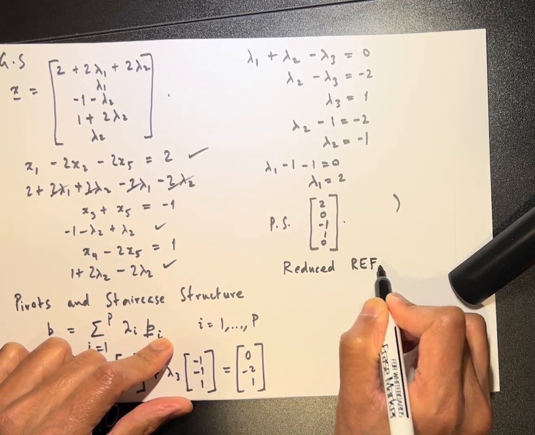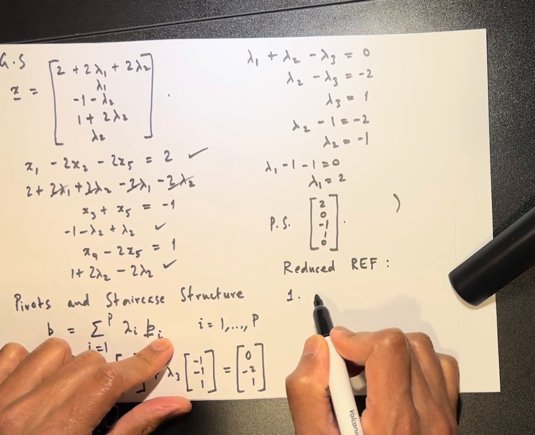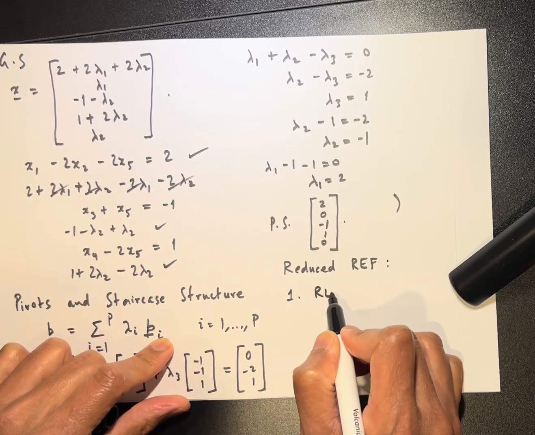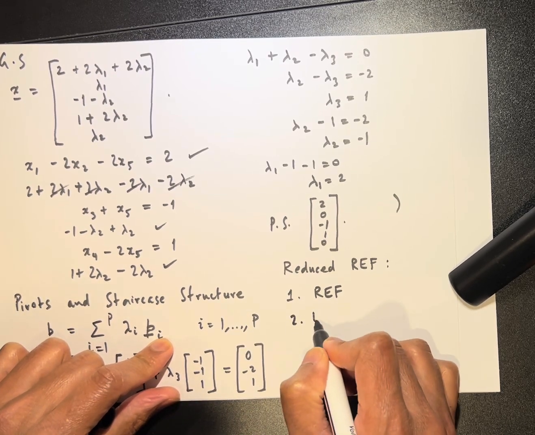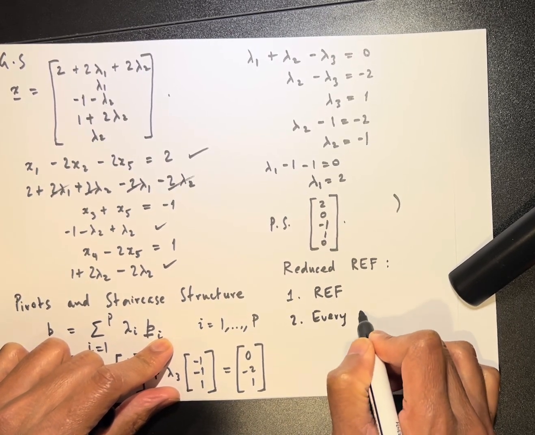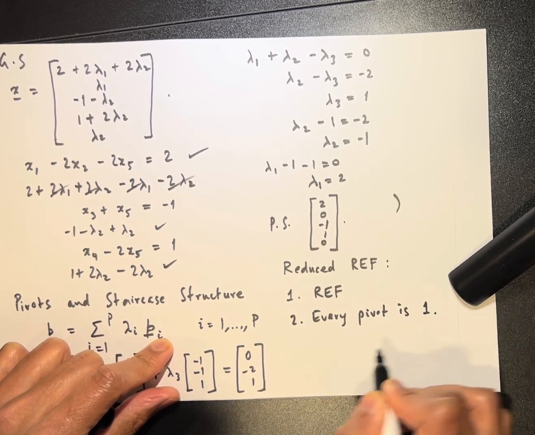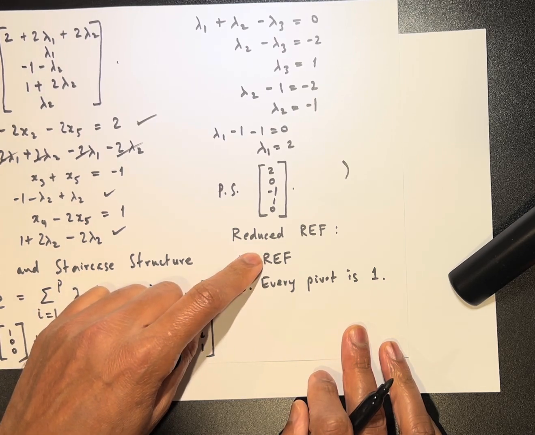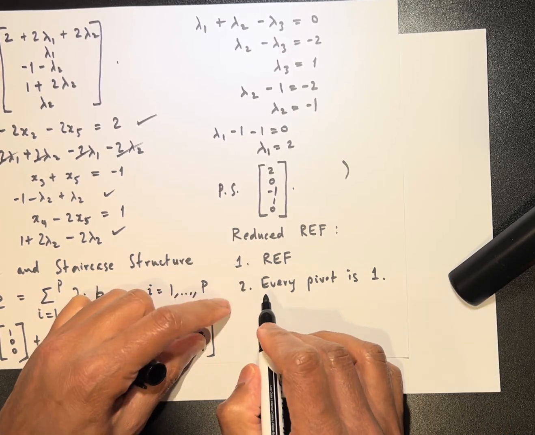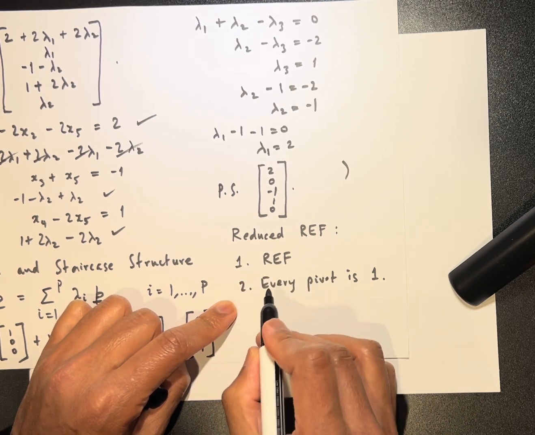So let's focus on what the reduced row echelon form is. First, it is in row echelon form, so the matrix must be in row echelon form. Second, every pivot is 1. Which means in the general row echelon form case, the pivot need not be 1, but the pivot is 1 for reduced row echelon form.